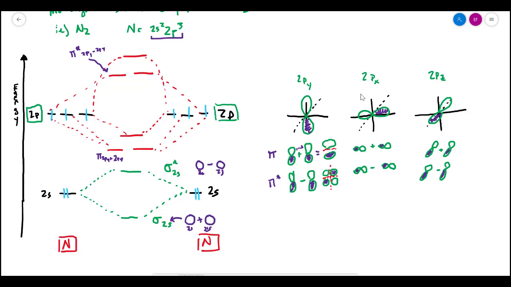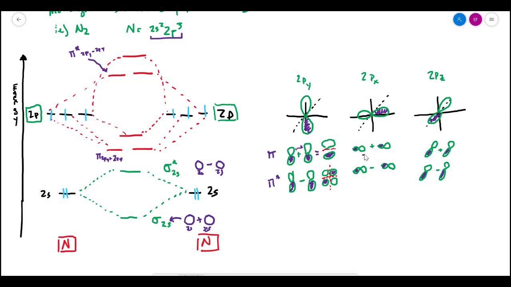All right, so what about 2px? We have to add and then subtract these 2. If we add these two together, we get something that looks like this, where you've got two phases here, and then here we'd end up with something that looks like this, where you'd have alternating phases, and again, you're going from 2 nodal planes to 3 nodal planes.